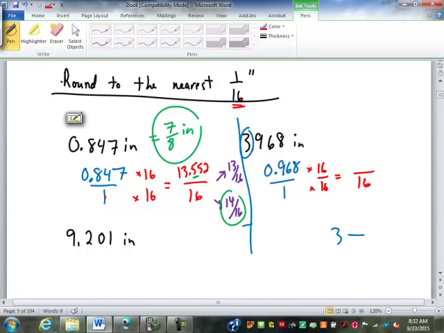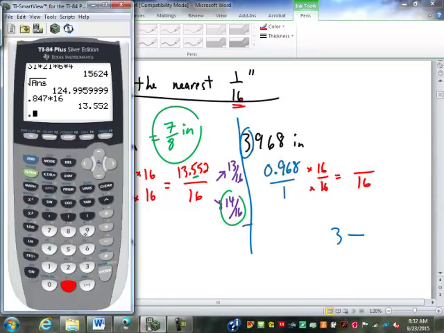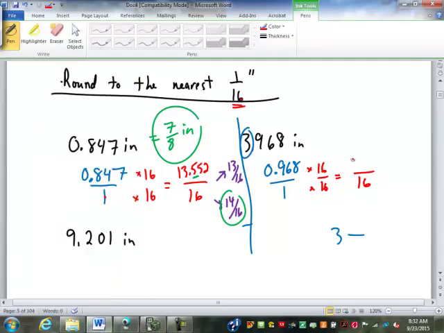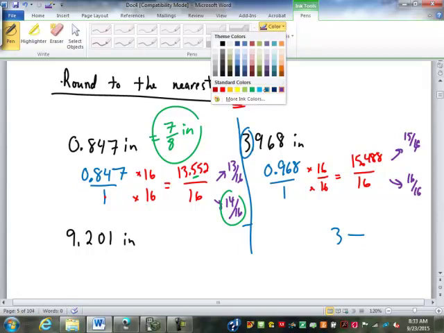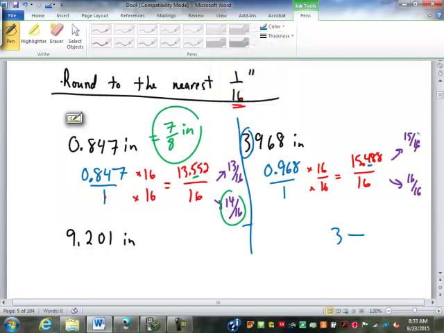So that's 16 there, 0.968 times 16 is 15.488. So that is telling us that it is between 15/16 and 16/16. Which one's it closer to? Slightly closer, it's 0.4, so it's slightly closer to the 15/16. So that's 3 and 15/16 inches. If that had been 15.5, it would have been closer to the 16/16, which meant it would have just been 4 whole inches. We added an inch to it.